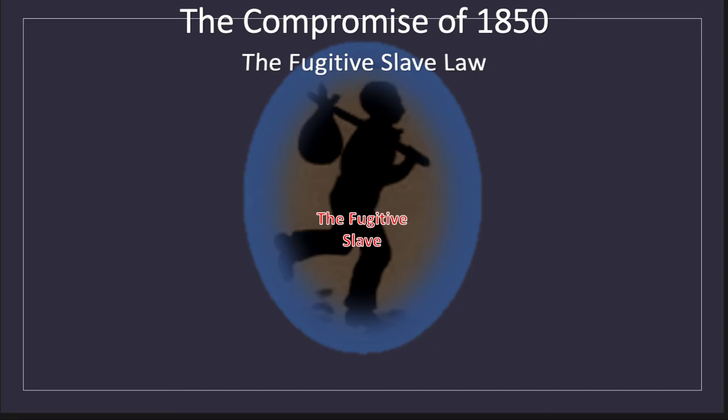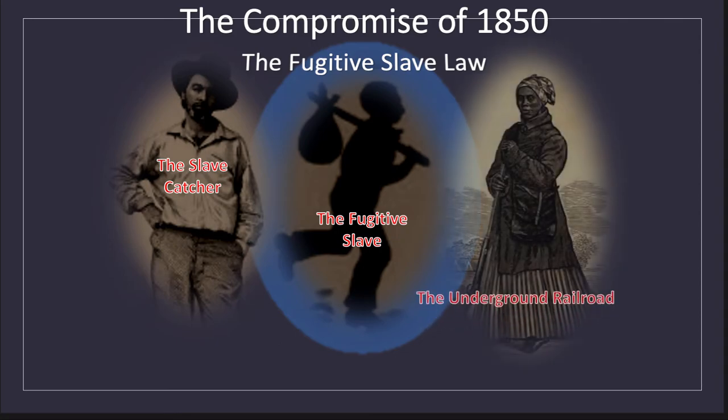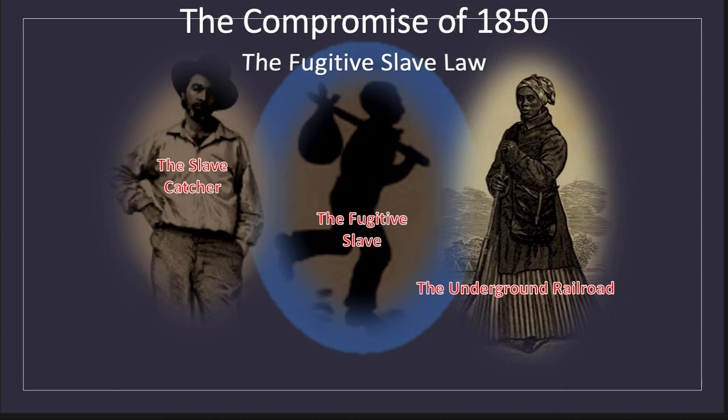Now, the fugitive slave laws establish that everybody is a slave catcher. So, any slave that runs away that you find, you have to return because they are property, which creates a problem for people like Harriet Tubman that are running the Underground Railroad, aiding and abetting slaves from escaping the South. This now makes it illegal for those activities.